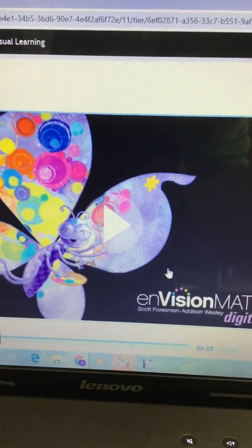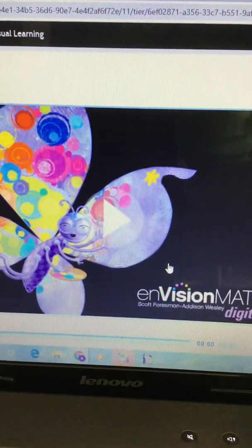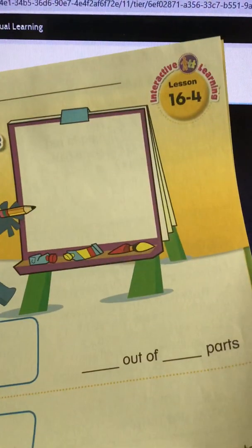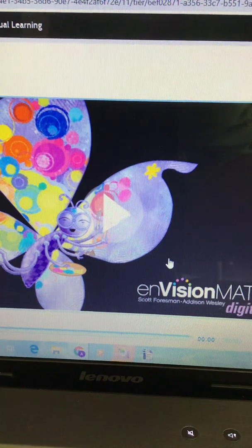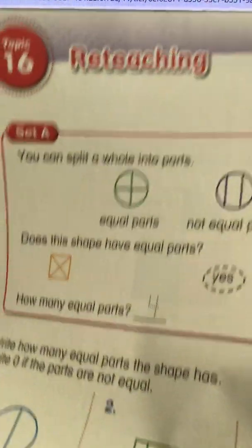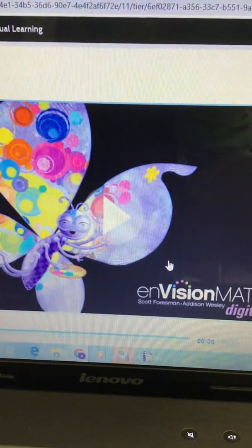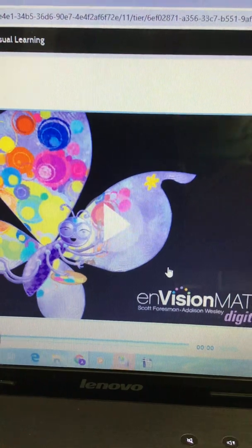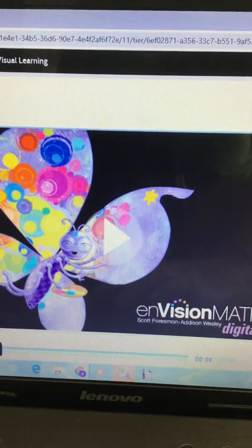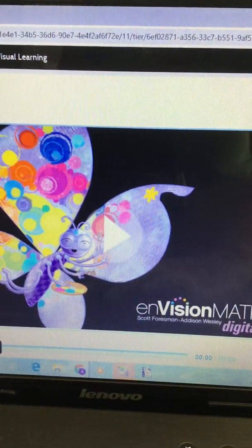You will need this one, 16-3, and this one, 16-4, and then this one you can do on your own, the reteaching practice page. Okay, so we're going to start off with 16-3, and we will work on it together. So be ready. If you have that page, you can do it along with us.